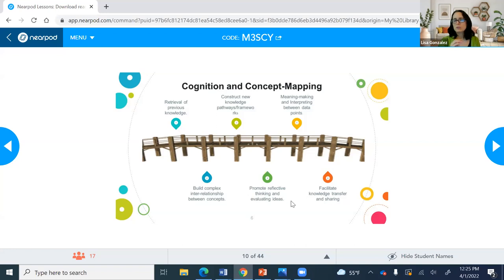And then it also facilitates knowledge transfer and sharing. So after you have this concept map done, you can engage with your learners, and the learners can engage with each other and share their concept maps.